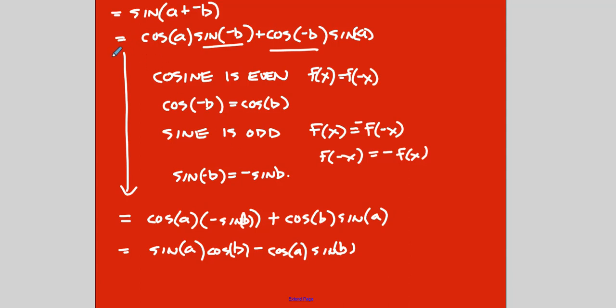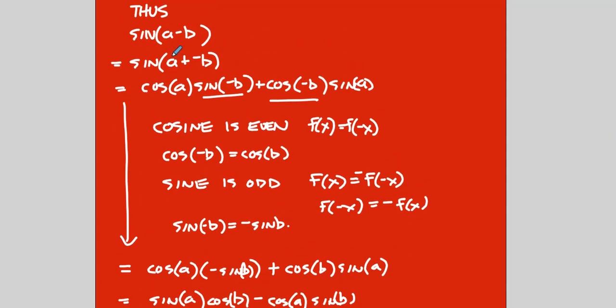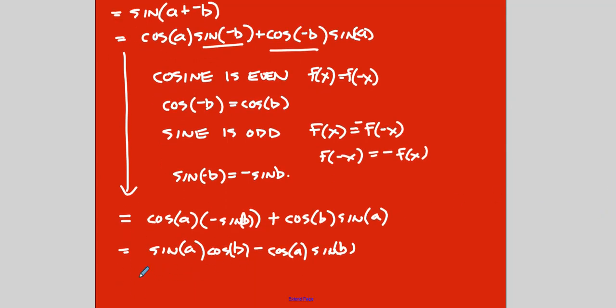And this equals what we're trying to prove. We're trying to again show the difference of two angles, or sine of a minus b. So we've got our final conclusion here. Sine of a minus b is going to equal sine of a times cosine of b minus cosine of a times sine of b.